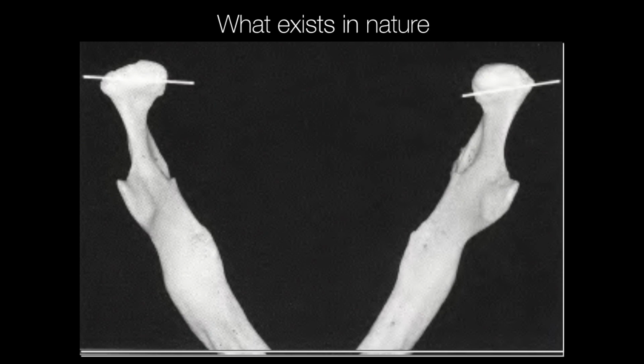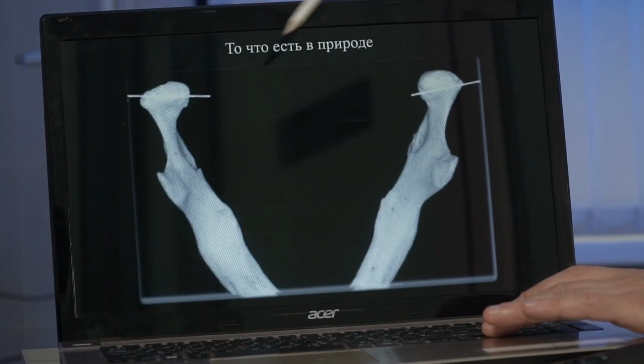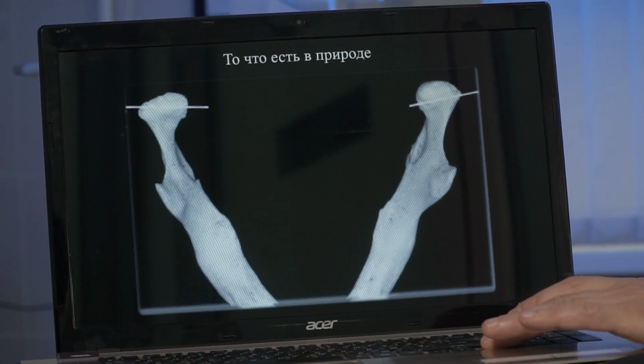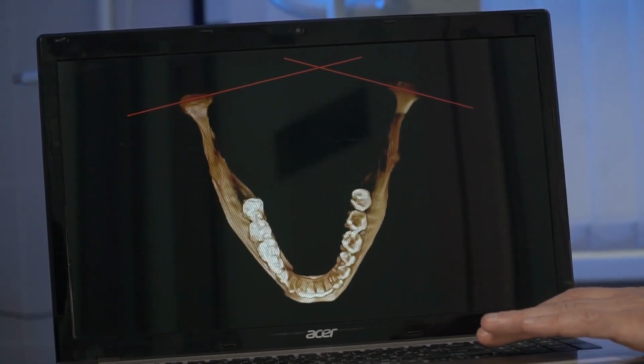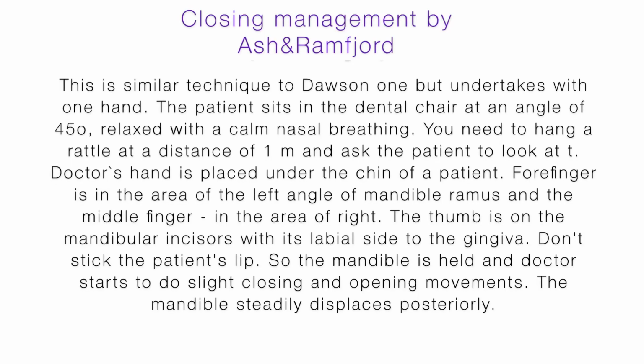And pay attention to the axis direction. They are absolutely different. So if you use this kind of technique, you will get whatever you want, except the central relation.